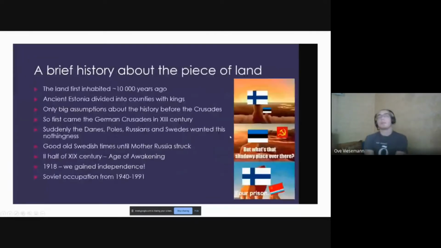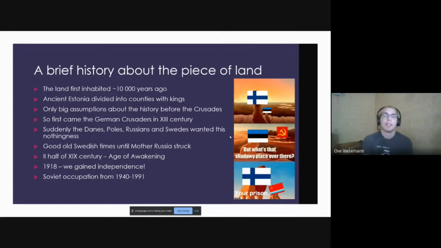A brief history about the piece of land. So Estonia was first inhabited around 10,000 years ago when the Ice Age ended. Ancient Estonia was divided into counties, and each county had a king, and the counties cooperated, for example, against the Crusaders. Only big assumptions are made about the history before the Crusades because there are no literary sources.